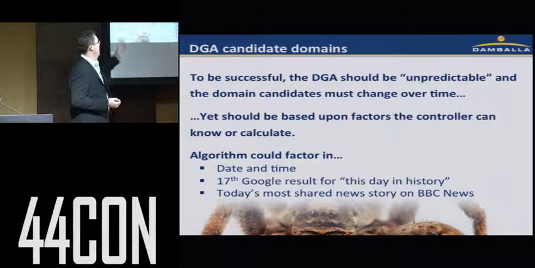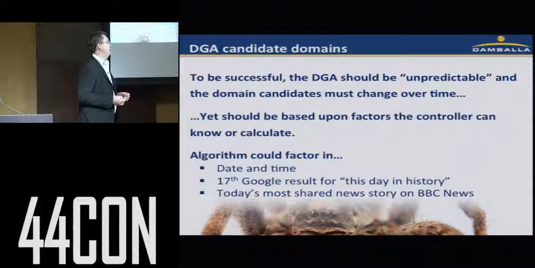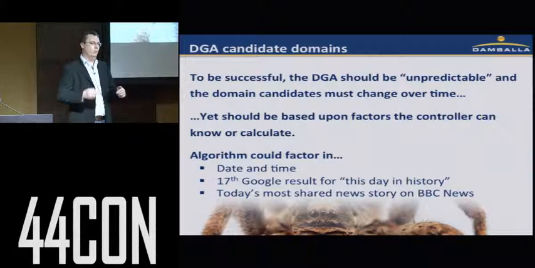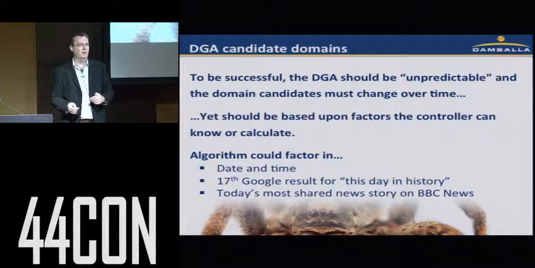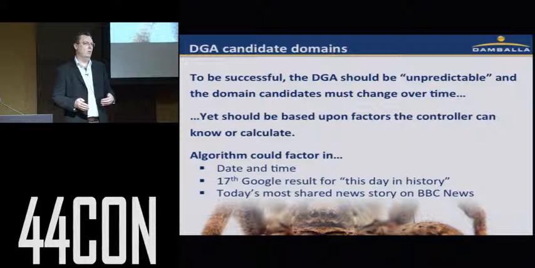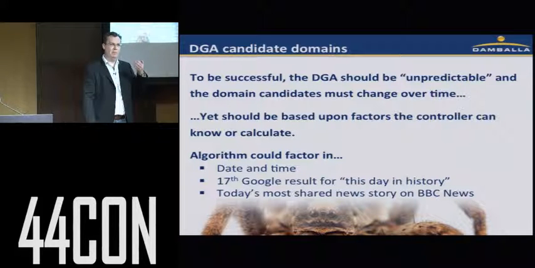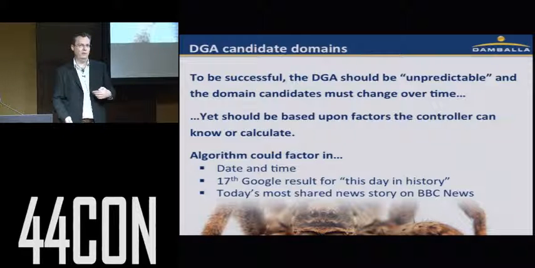For example, one technique that was used was taking the 17th Google result for this day in history. So it's going to be fairly high up in the Google ranking. It's not really going to change, but it's only going to be visible on that particular day. So the bad guys don't even know what the candidate domain names may be for that particular day until that day. However, their ability to register and set these things up, they're much more agile on that point.